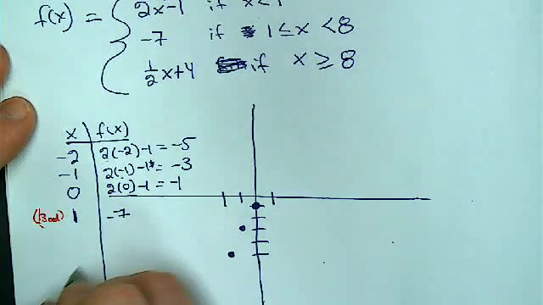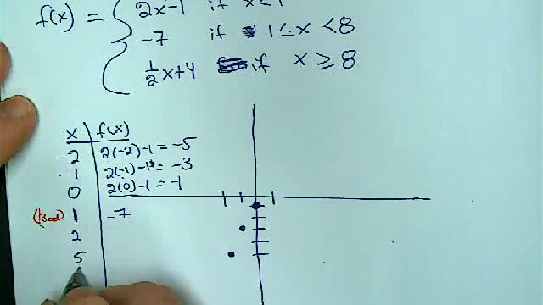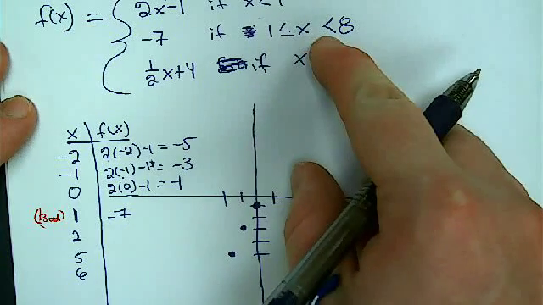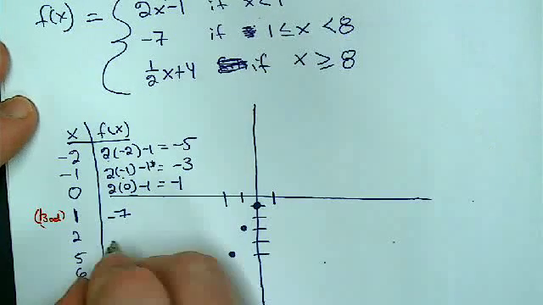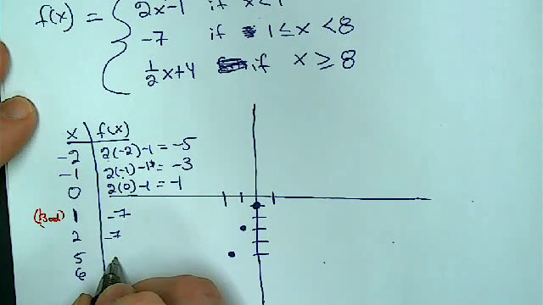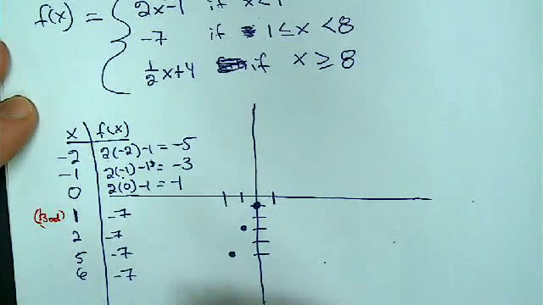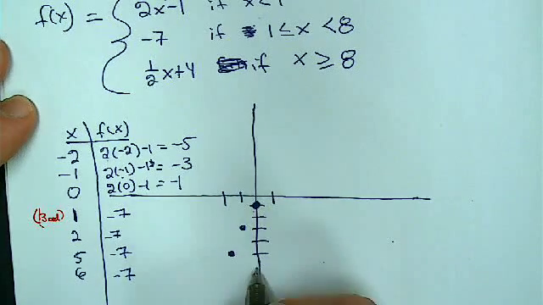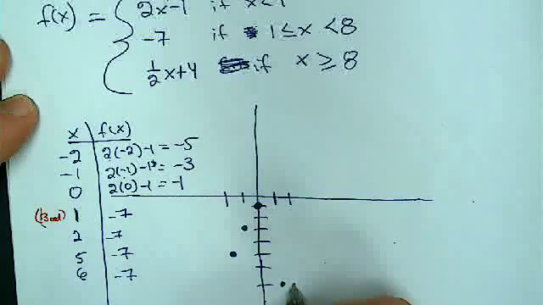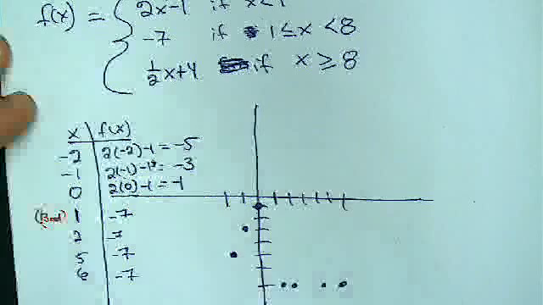Let's pick 3 more points in that range between 1 and 8. So 2, 5, and 6. If x is 2, that's still the second rule, right? So what's the output? -7. How about 5? One, 2, 3, 4, 5, 6, 7. So for 1, 2, 3, 4, 5, and 6, those are all my points down there.